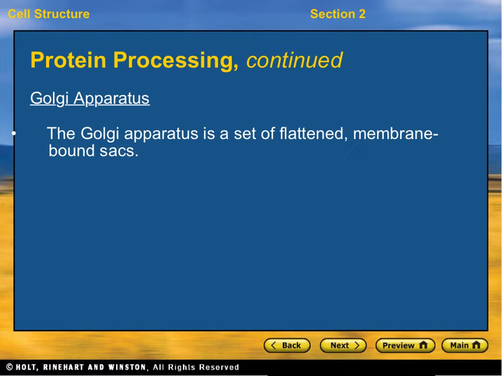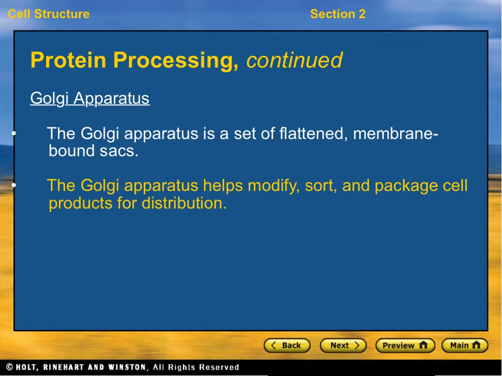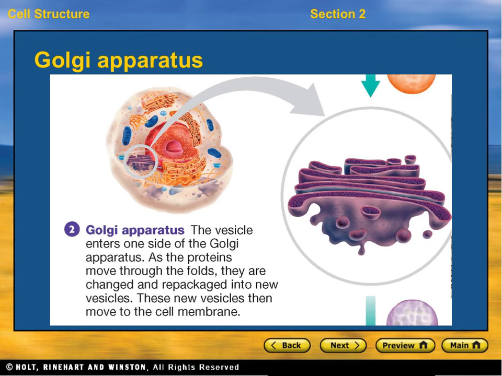The next organelle that we're going to look at is what we call the Golgi apparatus. This is a set of flattened membrane-bound sacs. What the Golgi apparatus does is it helps modify, sort, and package cell products for distribution. When you look at the Golgi apparatus, usually you can see it has these flat pocket-like regions in it. This is how you can tell right away that it's a Golgi apparatus.